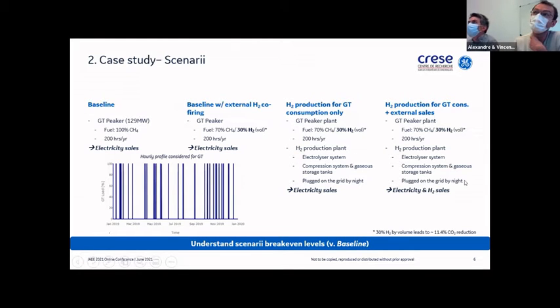And then for scenarios 3 and 4, the ones on the right, we have assumed that we produce the hydrogen directly on site, collocated with the gas turbine power plant. In these cases, we have an electrolyzer, compressor, and storage system where we produce the hydrogen to be sent to the gas turbine. We produce it by night, when the electrolyzer is plugged on the grid. In these two cases, the only difference is that in the third one, we only make revenue by selling electricity, while in the last one, we also allow selling the additional hydrogen we can manufacture. The idea was to understand the break-even levels of those scenarios compared to the baseline.